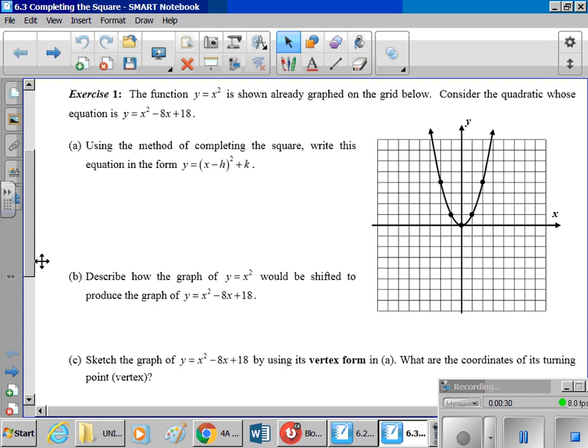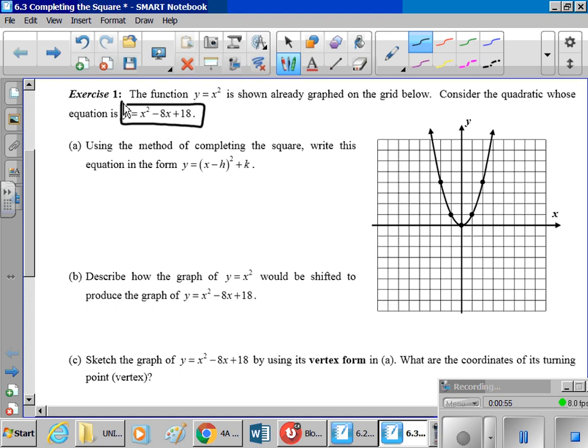So what I'm talking about here in exercise 1, it says the function y equals x squared is shown already graphed. Okay, so this is the parent function, and this is the one that we compare all others to on a regular basis. So now we're taking a look at a new equation, which is right here. y equals x squared minus 8x plus 18. So using the method of completing the square, write this equation in.